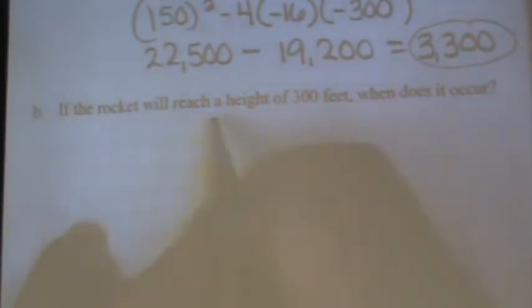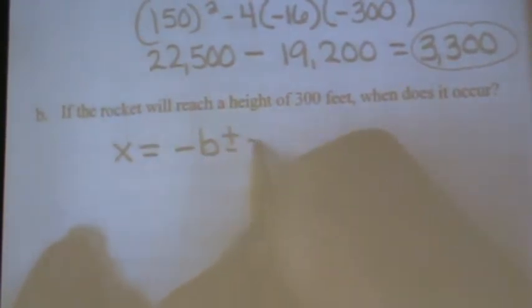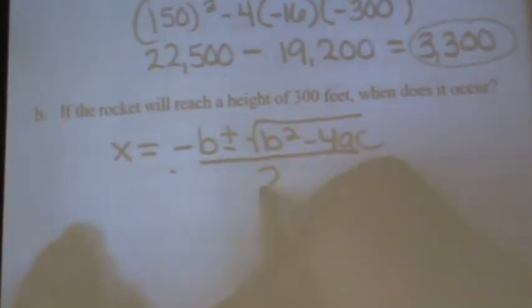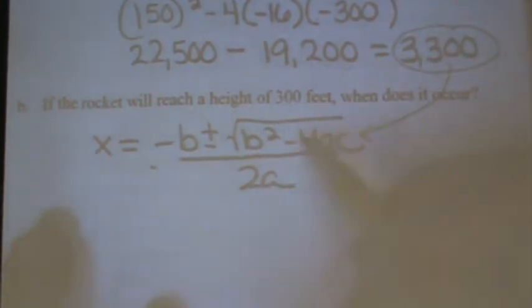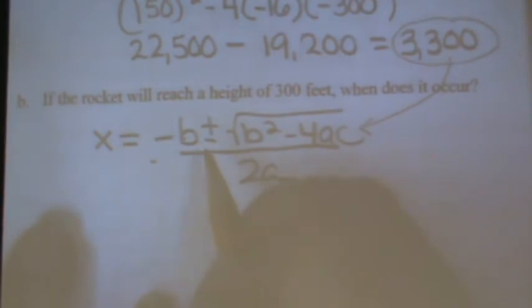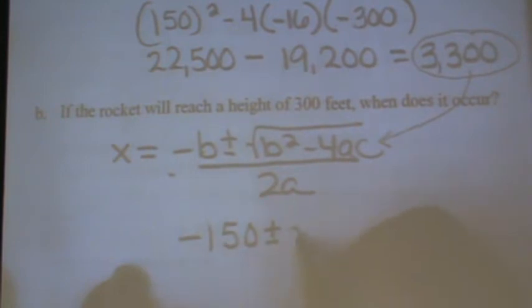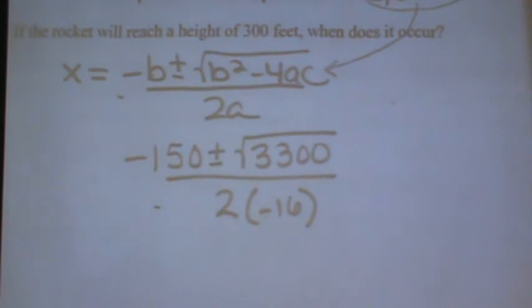Okay, so now what we want to do is when will it reach? So now we want to do this whole problem. Negative b plus or minus the square root of b squared minus 4ac all over 2a. Do we have to do the whole thing over again? No. What is this 3,300? The top part. That's what goes right there. So it's going to be the opposite of b, so negative 150 plus or minus the square root of 3,300, all over 2 times a. A is negative 16. Now we have to do this math here.